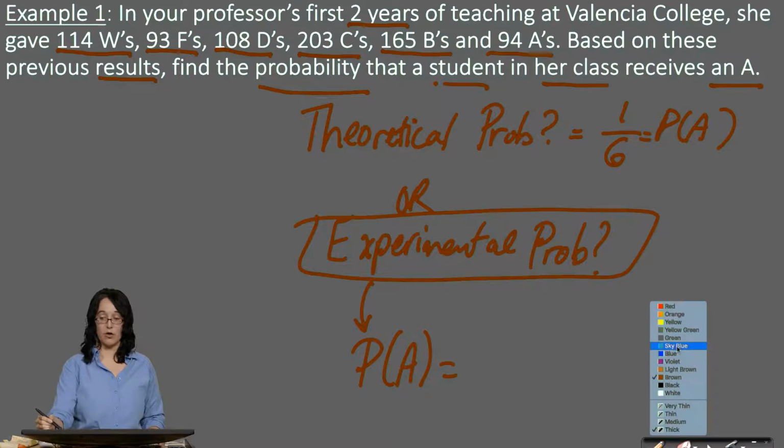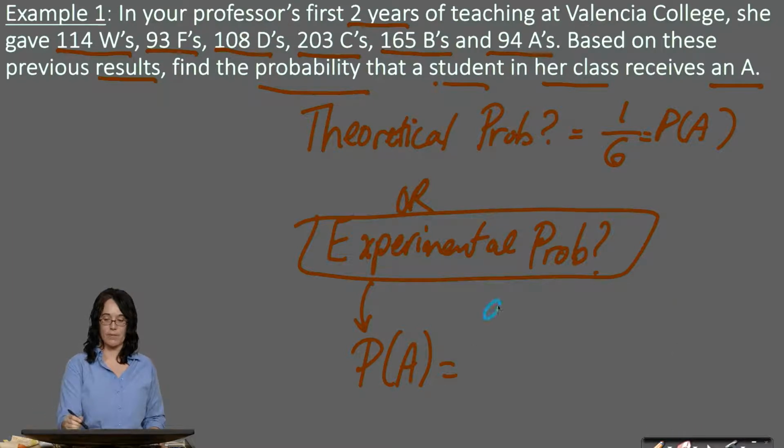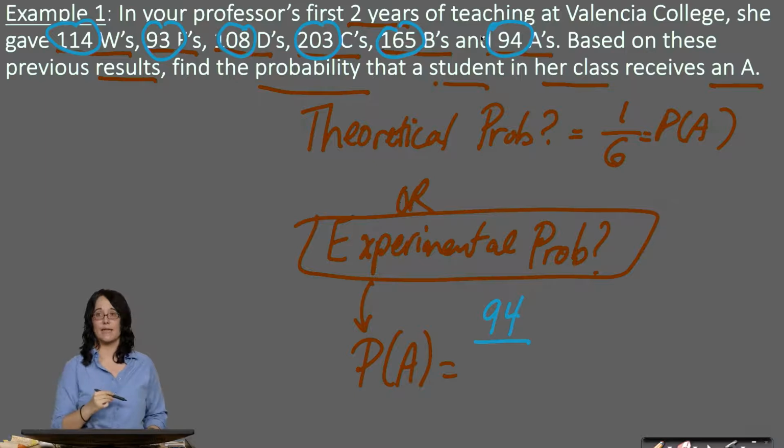If you said, well, I need to know how many people got an A, that's true. That would be my numerator. That's the number of people who earned an A in the first 2 years of my teaching at that college. But what would I need in the denominator? If you said the total number of grades that I gave, that would be correct. So if you add up 114 plus 93 Fs plus 108 Ds plus 203 Cs plus 165 Bs plus 94 As, what does that give you? Feel free to pause and then tell me your answer. What did you get? Yep, I got 777.